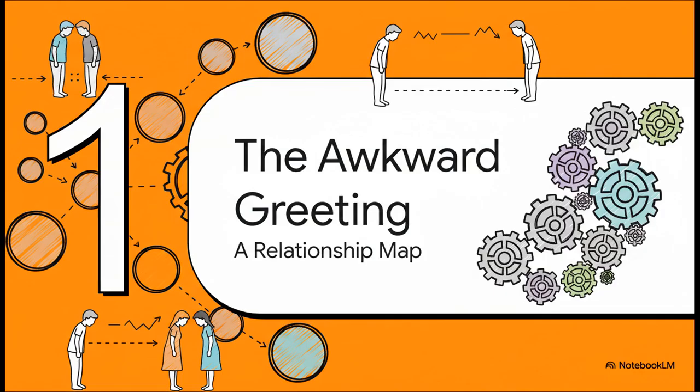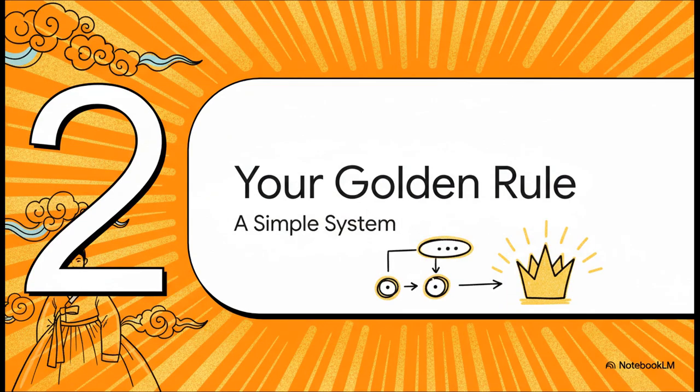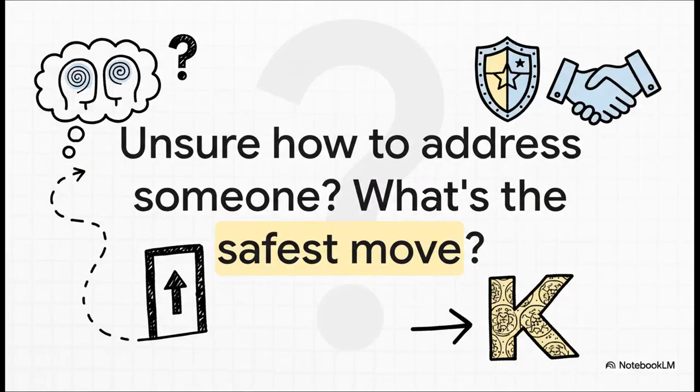To start, let's reframe the problem. You see, Korean honorifics aren't just a grammar puzzle you have to solve. A much better way to think about them is as a relationship map in motion. They literally describe the social distance, the respect, and the context between people, and that map can and does change. This is where we get to the heart of it. We're going to give you a single, simple system that you can use as your golden rule. This is the mental model you can apply in almost any situation to get it right, or at least be perfectly safe.